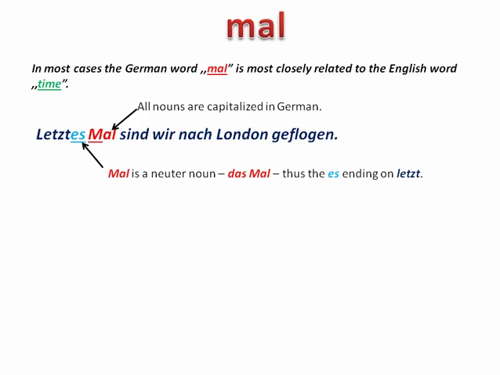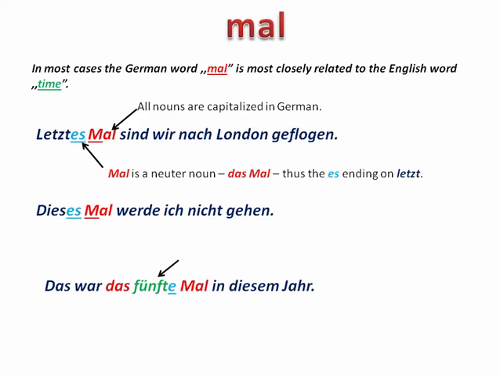Okay, so the es here is because mal is a neuter noun, and es here is an adjective ending, so that's why it ends in es. If mal were a masculine noun, for example, it might end in letzte, but it's neuter, so letztes. You also see things like dieses Mal werde ich nicht gehen, this time I won't go. Or das war das 5. Mal in diesem Jahr. So a lot of times you see mal used in combination with a number, because that makes sense for time, like 1 time, 2 times, 3 times.